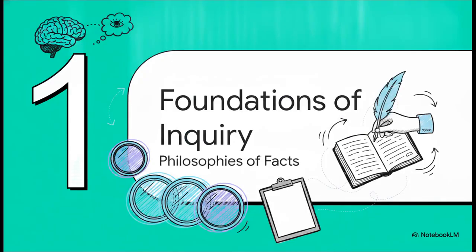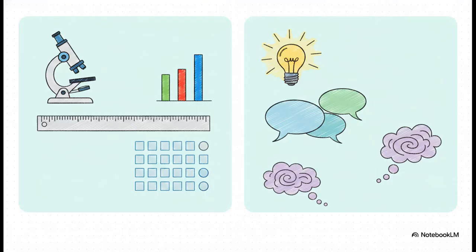Section 1. Foundations of social inquiry. The philosophies driving the facts. Now, every great piece of research starts with a fundamental philosophical lens. Before a researcher even picks up a clipboard, they have to decide how they actually view social reality itself. And what distinguishes the two main approaches here is pretty fascinating.